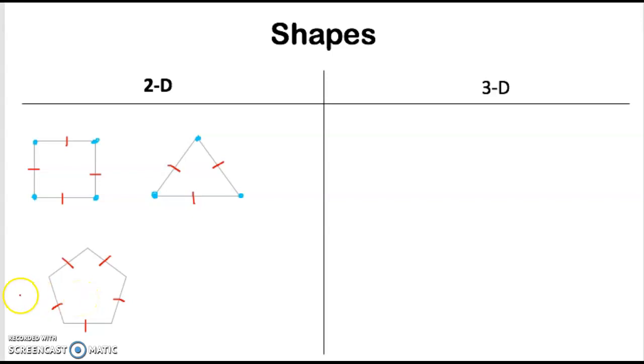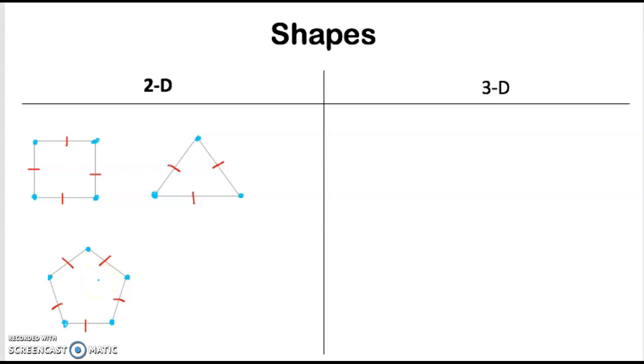How many vertices does the pentagon have? I'm going to use my blue marker where two lines meet. Remember, point, corner. One vertice, two vertices, three vertices, four vertices, five vertices. So we can see on a pentagon it has five sides, five vertices.